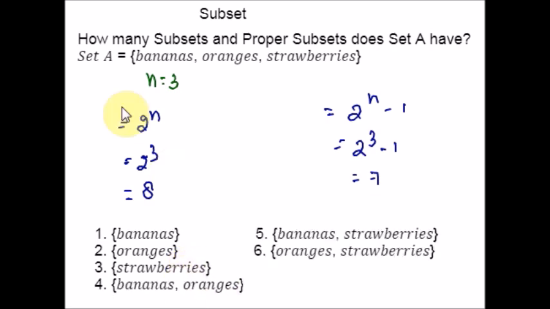So combination starts from the first one: banana, oranges, banana, strawberries, and strawberry, oranges. Hope you're clear with this. And finally, the last proper subset would be a null set, empty. Hope you're clear with the list of the proper subsets for this example.